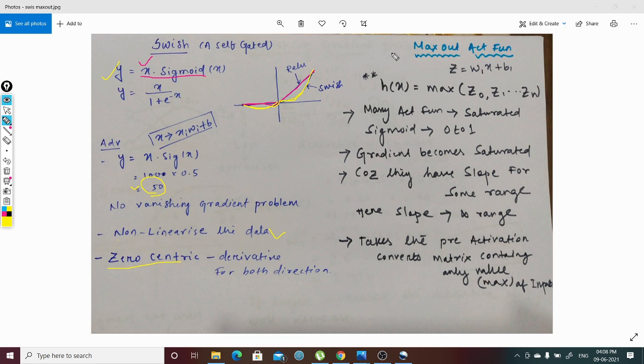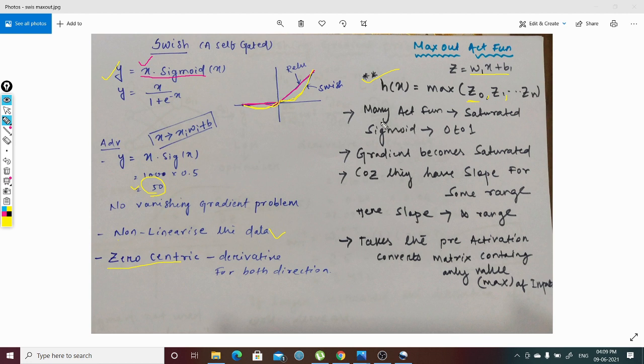And one more activation function is the Maxout activation function. It chooses the max of the inputs that go to the activation function. The input for the activation function is the weighted summation of the inputs with some bias. It takes all the inputs that go to that particular activation function and chooses the maximum one. So this is nothing but the Maxout activation function.